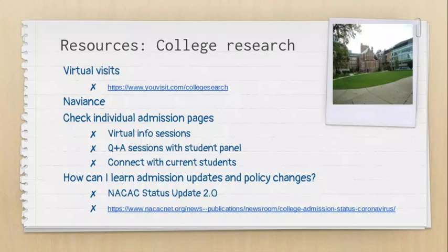Another resource to take a look at is the NACAC Status Update 2.0. This is a central resource of information about changes in college admission as a result of the coronavirus. So, for example, colleges who may typically require standardized tests as part of the application may choose to not require them next year. This is where you can find updates to those policy changes.